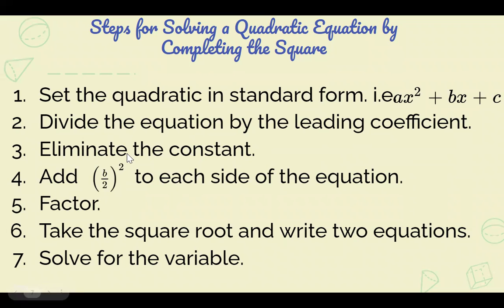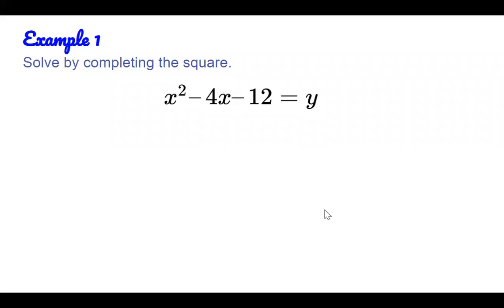So b divided by 2 to the power of 2 on each side. Then we're going to factor, take the square roots, write the 2 equations, and then solve for our variable of x. Okay, so this is what I mean. Go ahead and copy this one down. X squared minus 4x minus 12 equals 0.